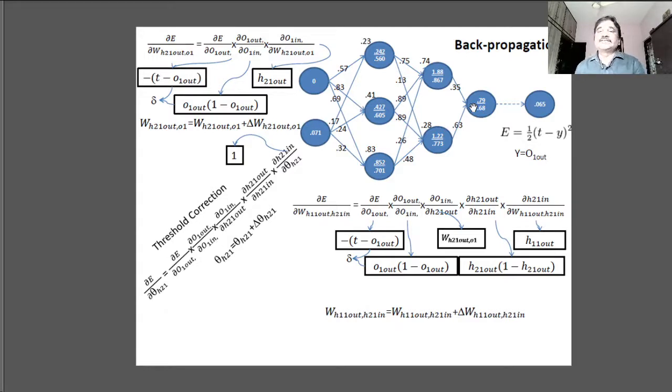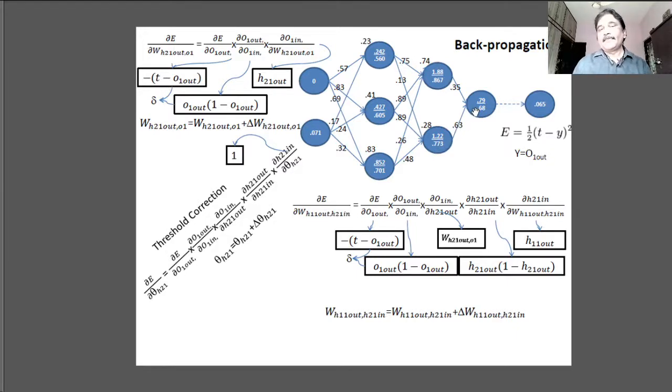I have detailed this thing in variable terms. Otherwise, you know this thing as 0.867 into 0.35, plus 0.773 into 0.63. I have replaced these constants by their corresponding variables. Once again, I tell you what this is: this is H21 out multiplied by W21 out O1 in, plus H22 out multiplied by W22 out O1.